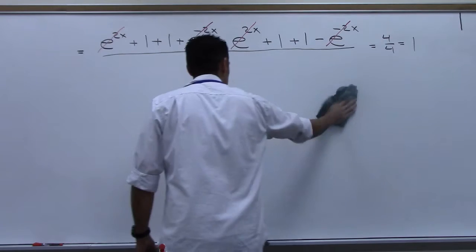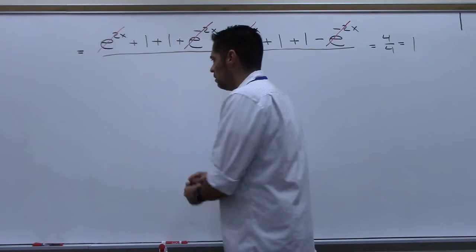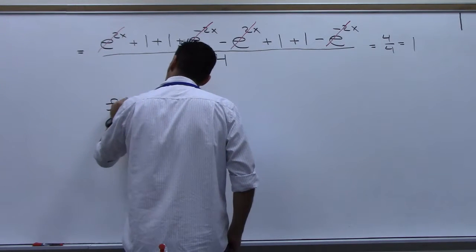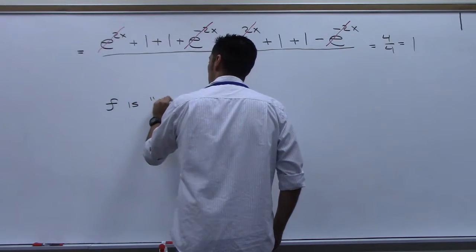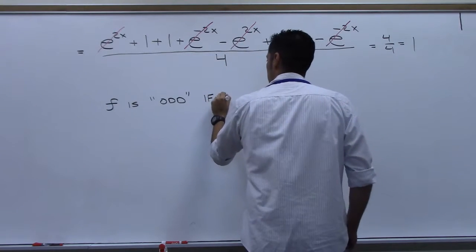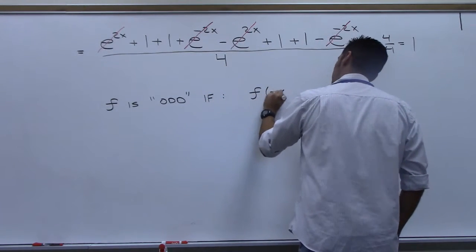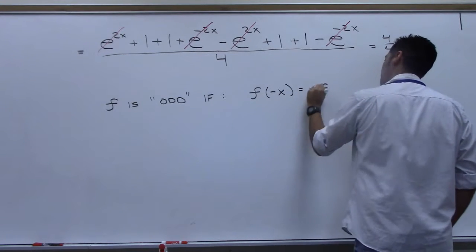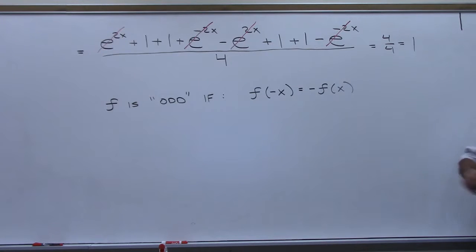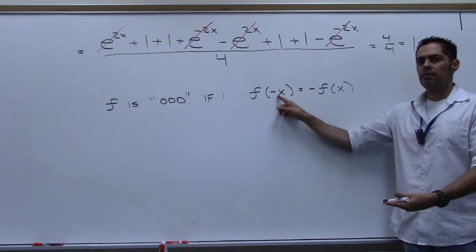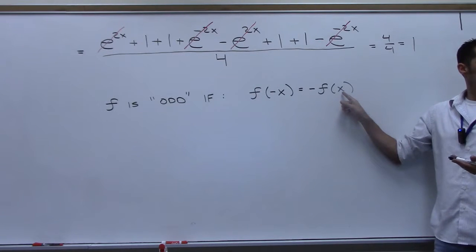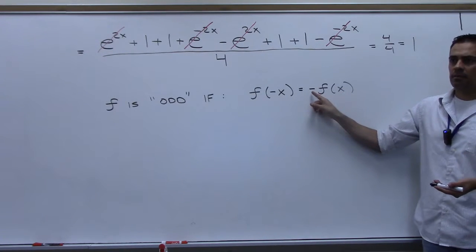Please recall what it means for a function to be odd. This will come up later. A function f is said to be odd if f of negative x equals negative f of x. So that means when you plug a negative number into the function, it's the same as plugging in that number but positive, and then just changing the value to negative.